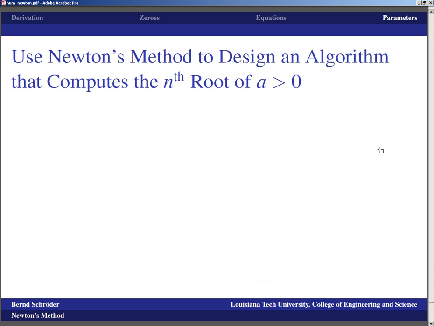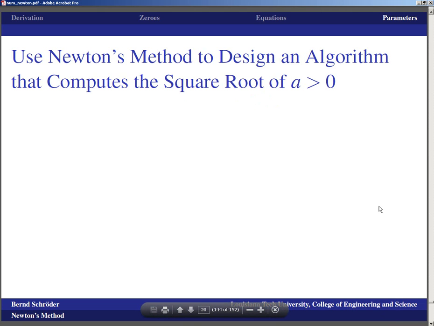Okay, so finally, as I'm also always pushing in this course, we want to take a look at what happens when we work with parameters, because that prepares us for multivariable calculus as well as for more realistic tasks. And Newton's method, for example, can be used to design an algorithm that computes the nth root of a number a greater than 0. Well, actually I'm going to compute the square root, not the nth root, right? Okay, so let me fix that real quick. Okay, now it is the square root. Let's reset here and let's do this over again.